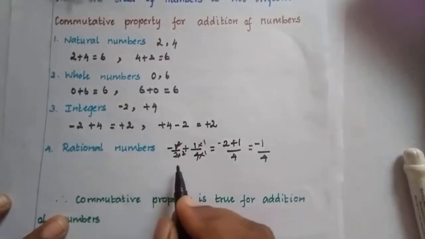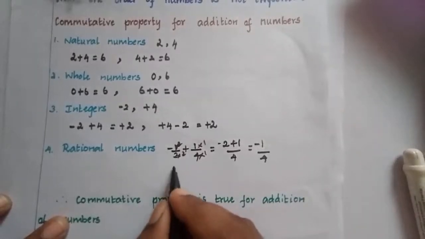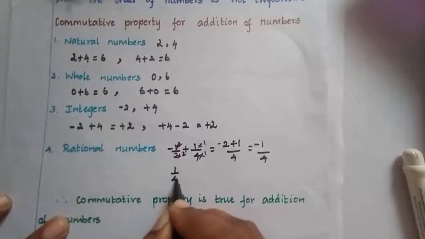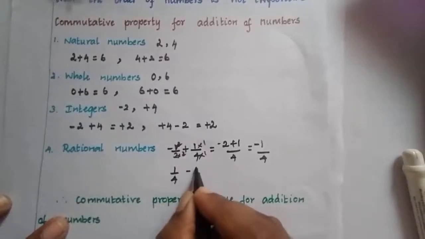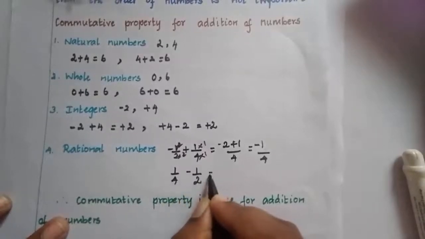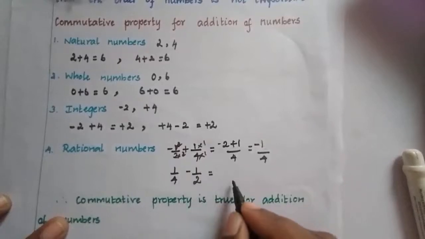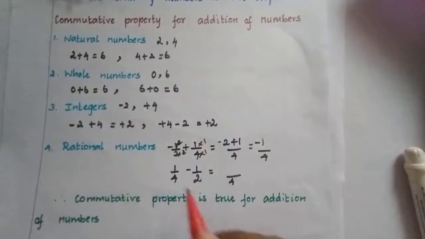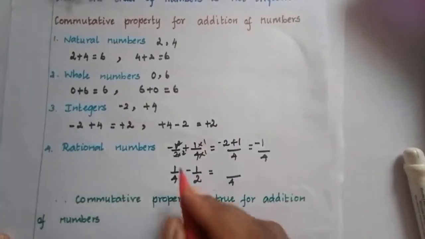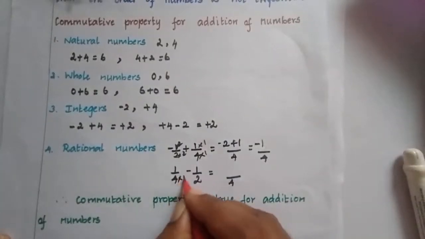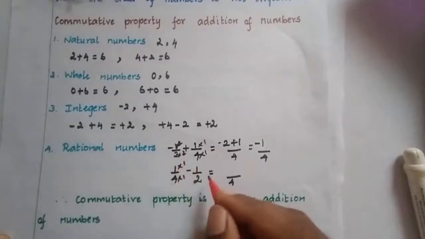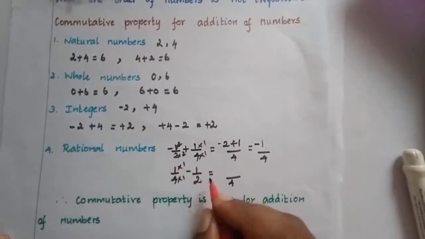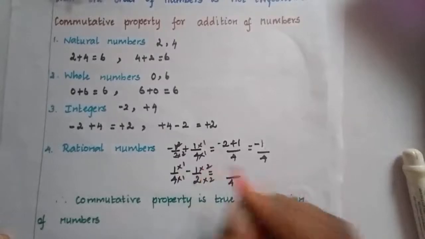Now we are going to interchange these two rational numbers. 1 by 4 minus 1 by 2. So again the denominators are different. We have to take the LCM. So the LCM of 2 and 4 is 4. So already 4 is there, so simply we can multiply by 1. Here, in order to get the number 4 in the denominator, we should multiply by 2.